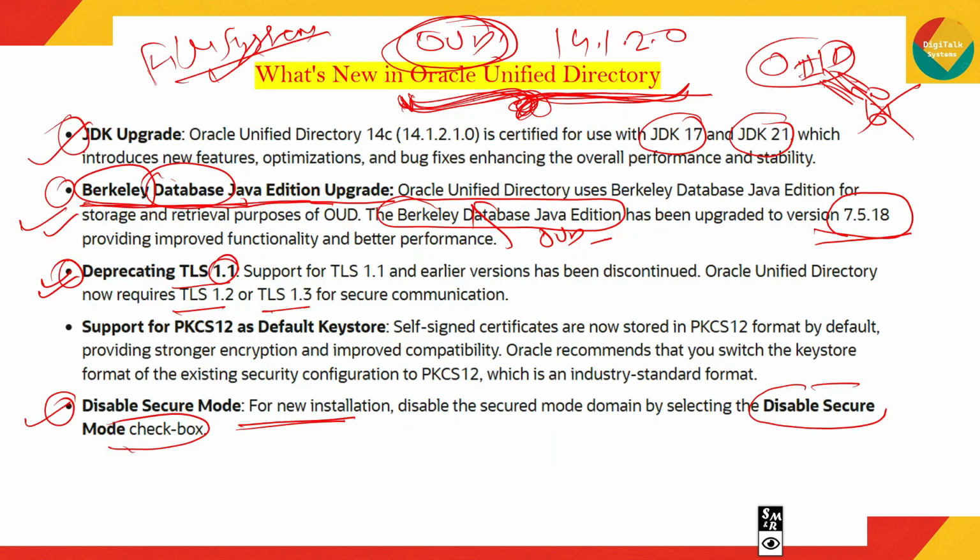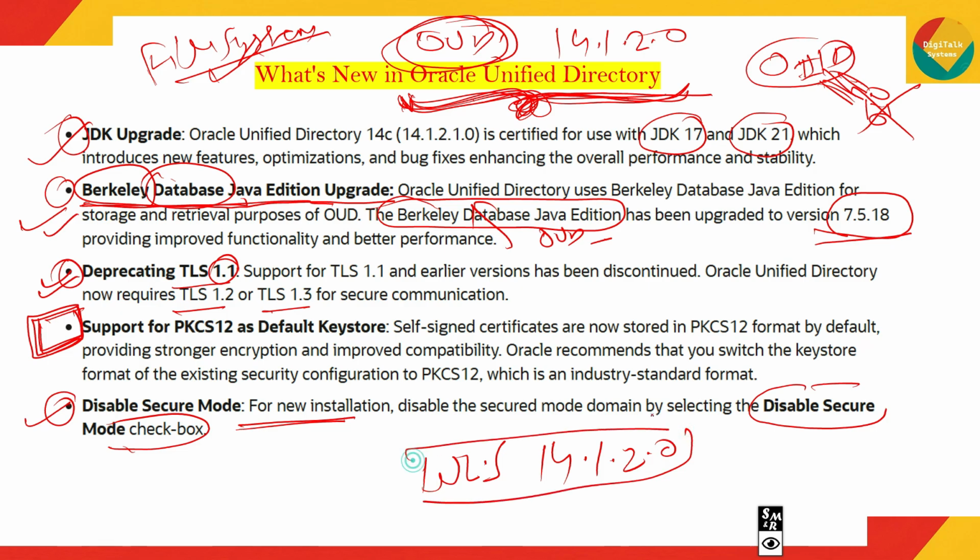And this is when you create the domain. Now, another important change, and this is underlying due to WebLogic 14.1.2.0: the support of PKCS12 as the default keystore. If we go up to 12.2.1.4, the default keystore is JKS. We create the JKS keystore and then configure SSL using it. Now by default, it is PKCS12, which is the worldwide standard.